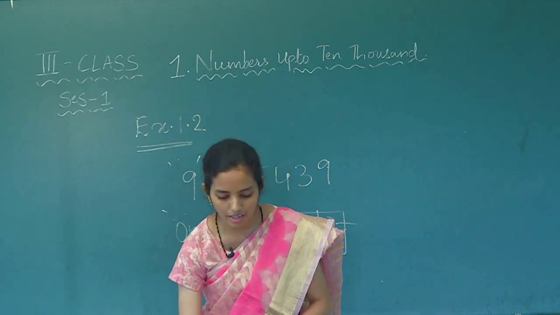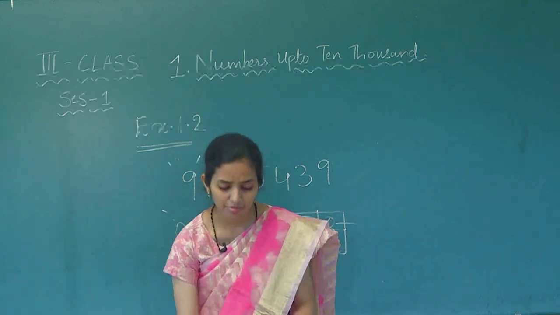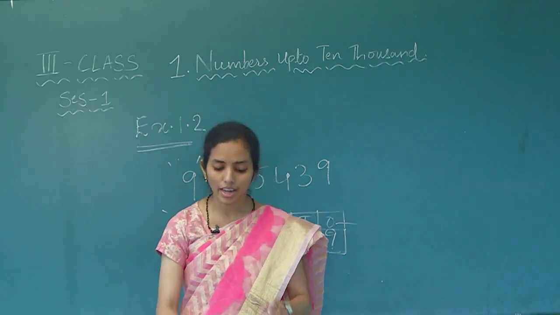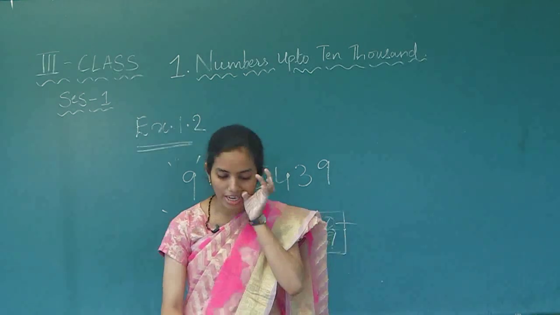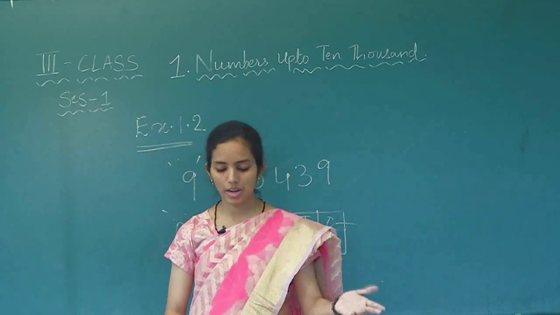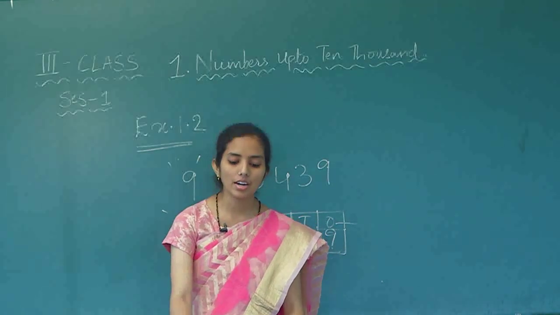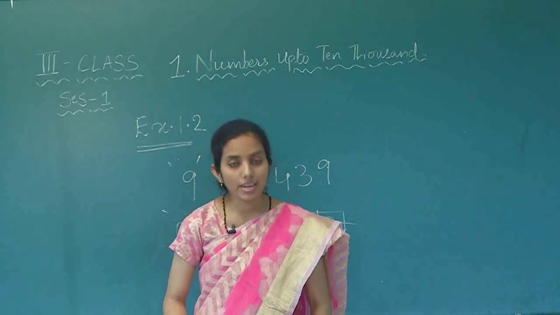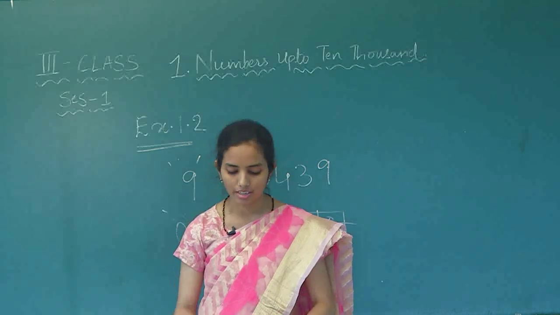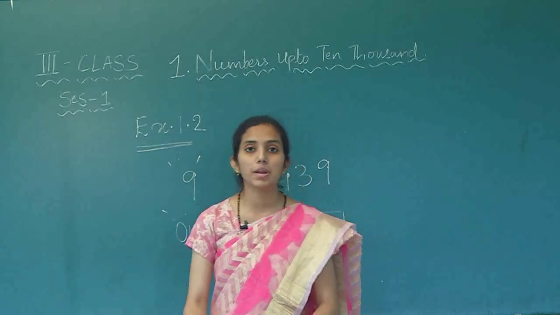In the same manner, they have given us two more examples, that is 4,280. They are asking us to write the place value of 8. 8 is in tens place. So the place value is tens. And 1,924. They are asking us to write the place value of 9, which is in hundreds place.